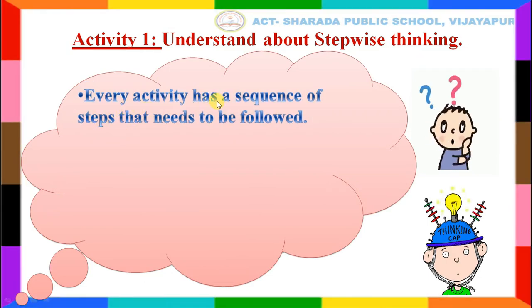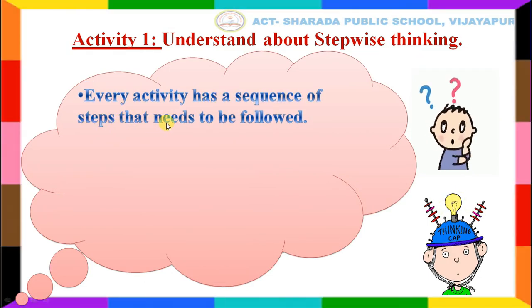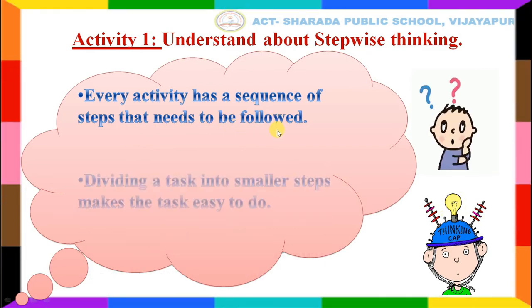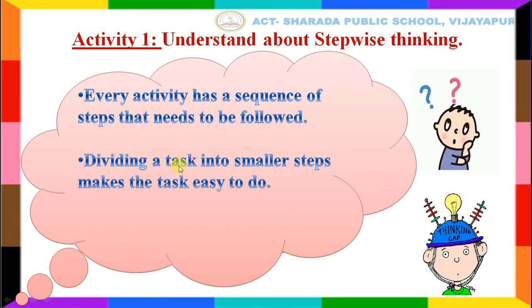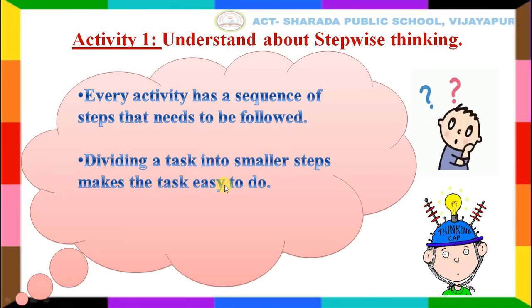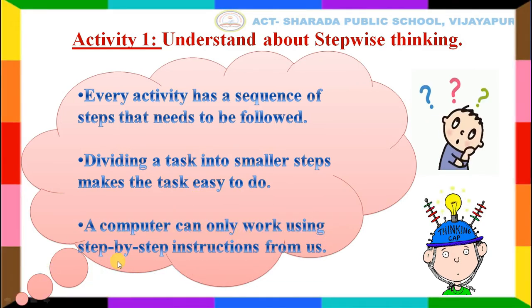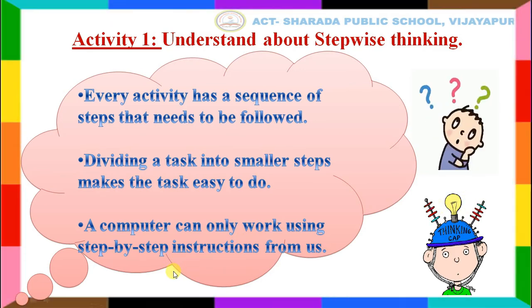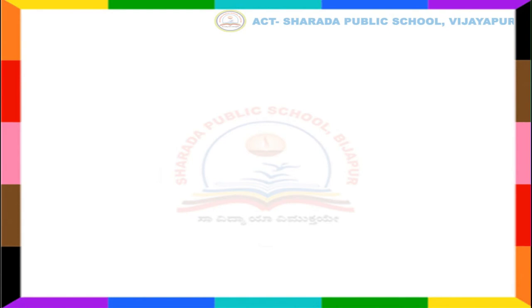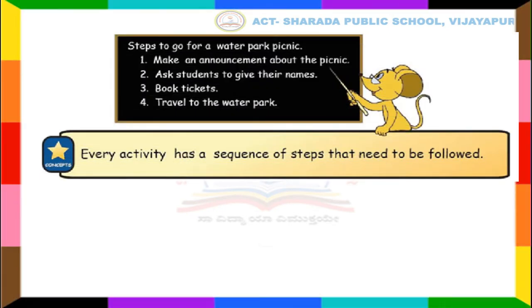Every activity has a sequence of steps that needs to be followed. Dividing a task into smaller steps makes the task easy to do. A computer can only work using step-by-step instructions from us. Let us understand one activity, that is steps to organize a picnic in the water park.